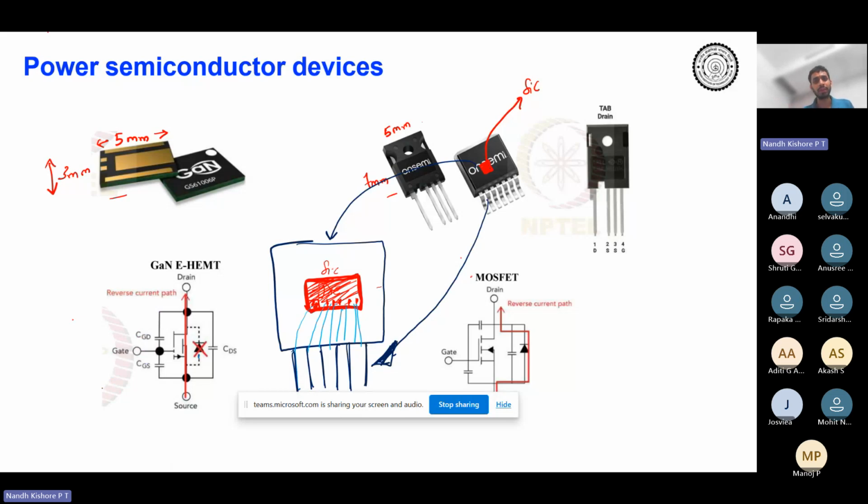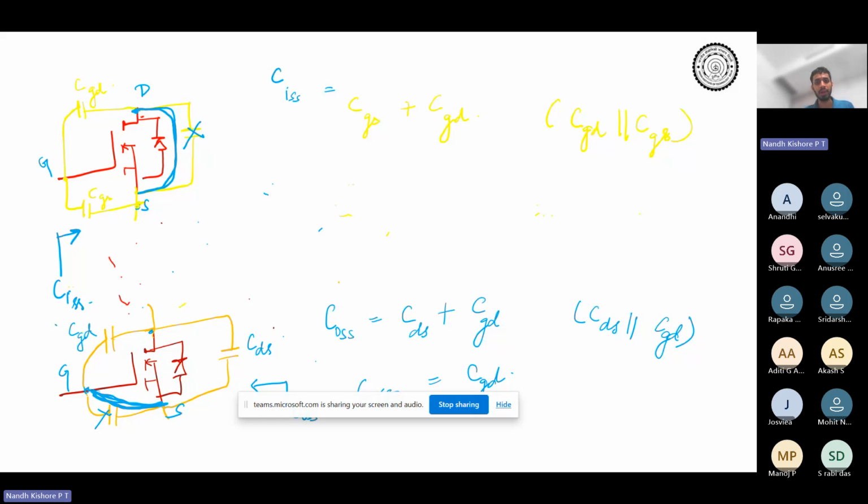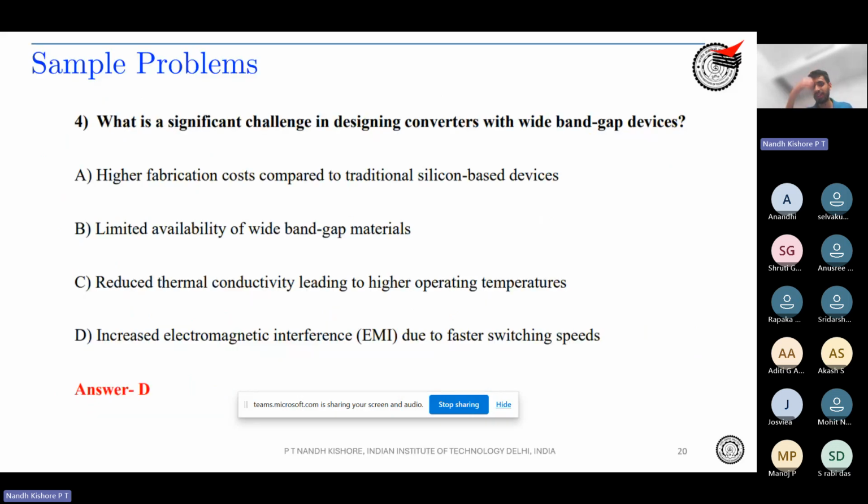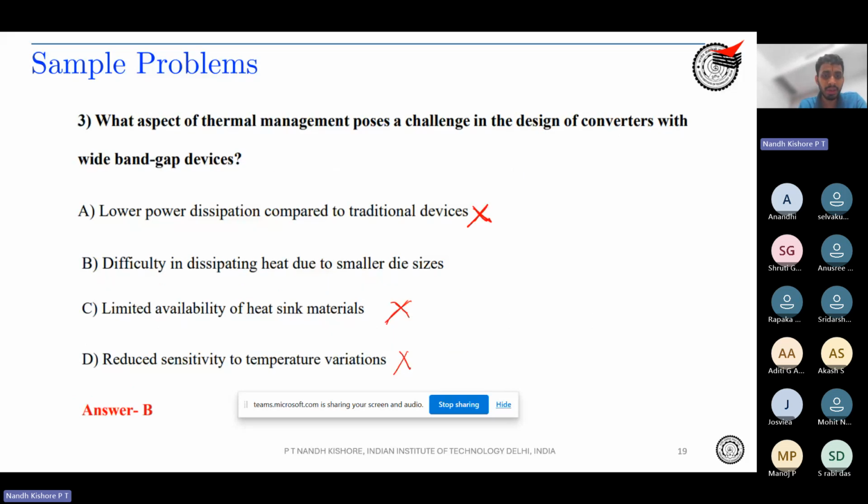On the contrary, if you have a large area in which the heat dissipation is happening, because the area is already large, the heat spreads out, so there is better thermal dissipation. But if the device is smaller, the same amount of heat has to get dissipated from a very small area. That is the challenge for us, and that is what this question means. What aspect of thermal management poses a challenge? Difficulty in dissipating the heat due to smaller die sizes.